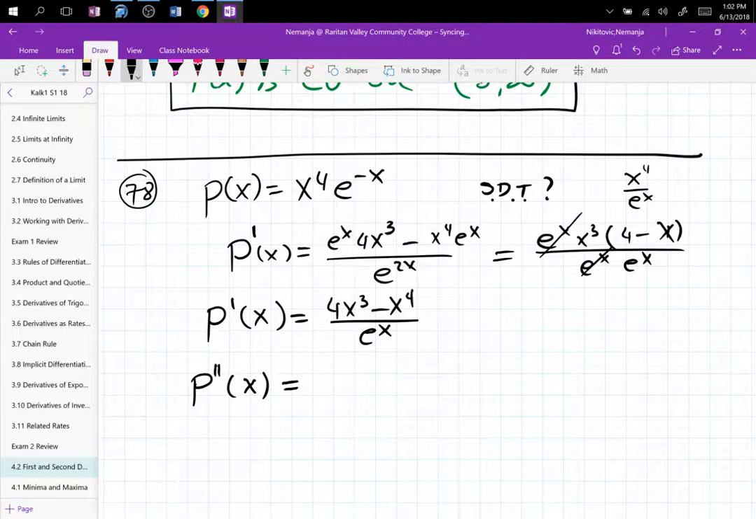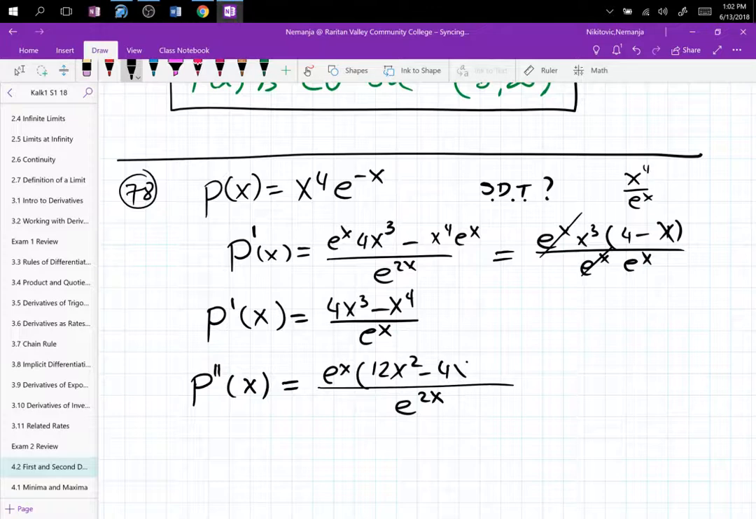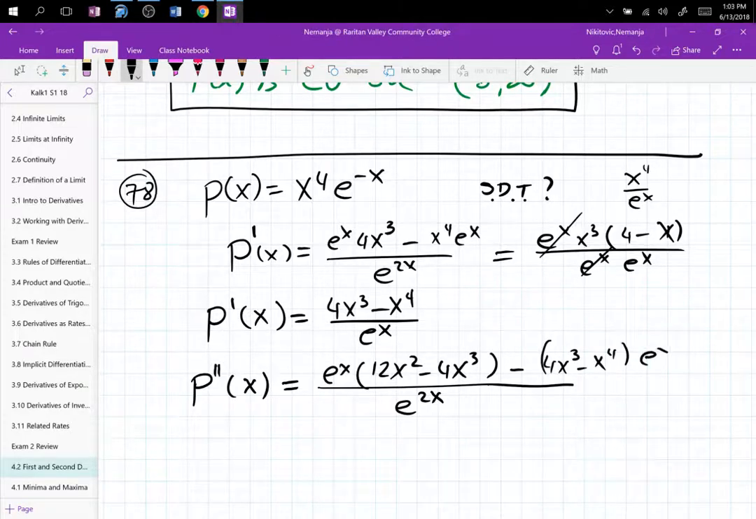So p double prime is, and now take the derivative here. I have again e to the 2x, and then e to the x, and then the derivative of this is 12x squared minus 4x cubed, minus, copy the top, which is 4x cubed minus x to the 4 times e to the x. All right, there we go. Oh, this is shaping to be a lovely problem.